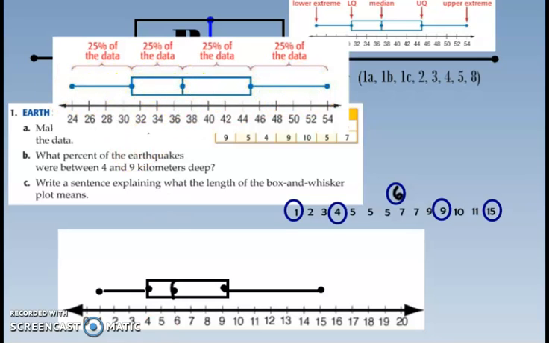And so that means that 50% is going to be right in here. So what percent of the earthquakes are between 4 and 9 kilometers? That'd be 50%. Okay, now sometimes you could go and explain these a little bit further. You could talk about how the data between 4 and 9 is where half the data is, but then the other half the data extends all the way up to 15 and all the way down to 1 kilometer deep.